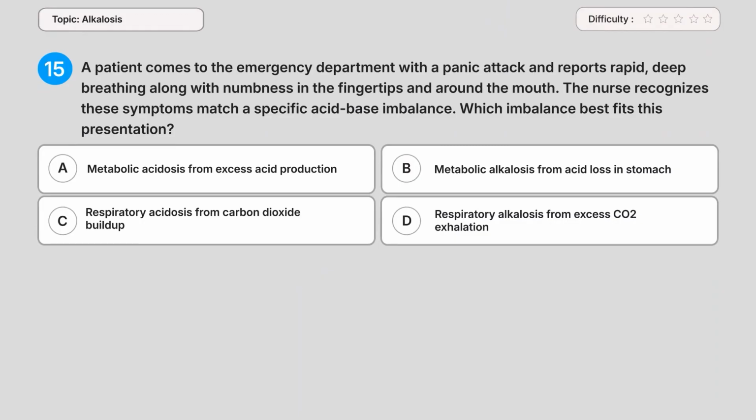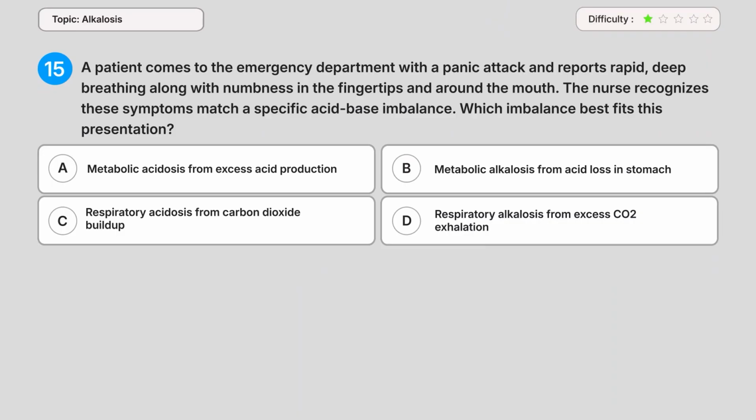Question 15. A patient comes to the emergency department with a panic attack and reports rapid, deep breathing along with numbness in the fingertips and around the mouth. The nurse recognizes these symptoms match a specific acid-base imbalance. Which imbalance best fits this presentation?